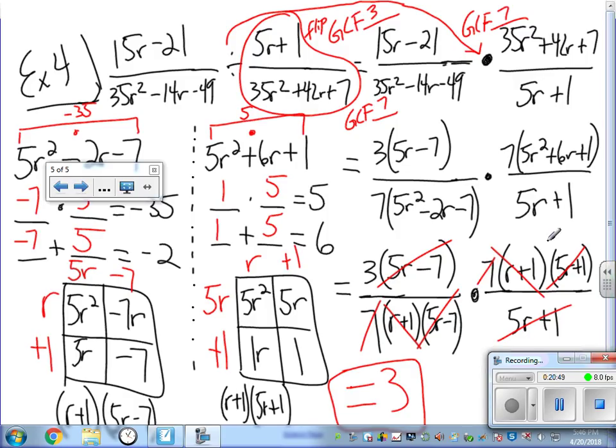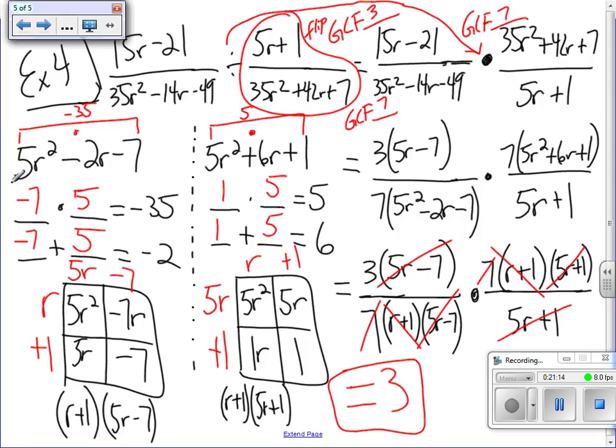Okay. Factor out GCFs. The GCF of 15r minus 21 is 3. That leaves 5r minus 7. The downstairs of the first fraction has a GCF of 7. Take that 7 out. That gives us a dressed quadratic, which we'll factor in just a bit. Which I've done over here, actually. Multiply front end times back end, negative 35, multiplies to negative 2, adds to negative 2, okay, r plus 1, 5r minus 7.